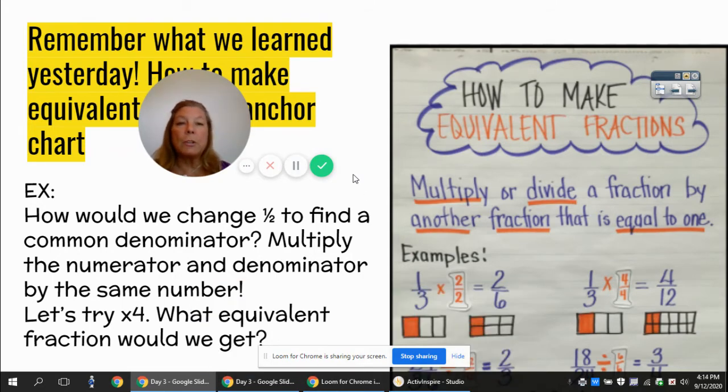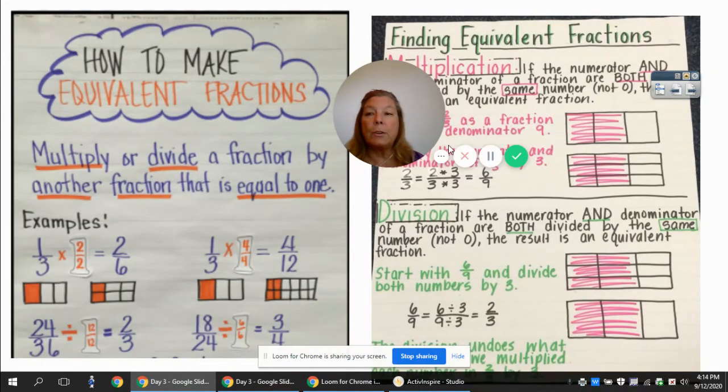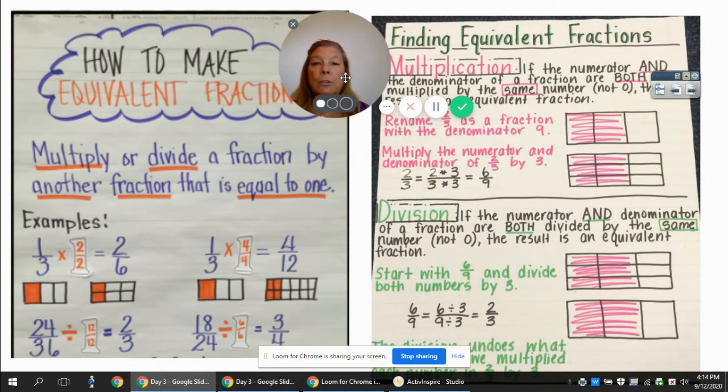I know looking at our chart on the right-hand side there, we know multiplying and dividing a fraction by another fraction that is equal to 1. So I can multiply 1/3 times 2/2, 4/4, 10/10. It doesn't matter. As long as I'm multiplying it by the total of 1, I'm going to find an equivalent fraction. We're going to pause for a minute so you can copy the anchor chart on the right-hand side there. Go ahead and do that in your journal. And then when you're done with that, we're going to look at those on the right-hand side there.